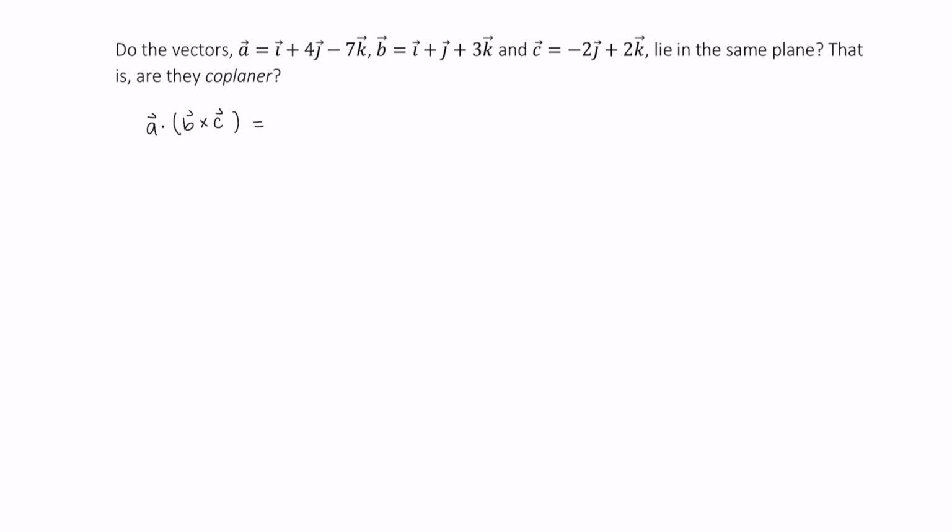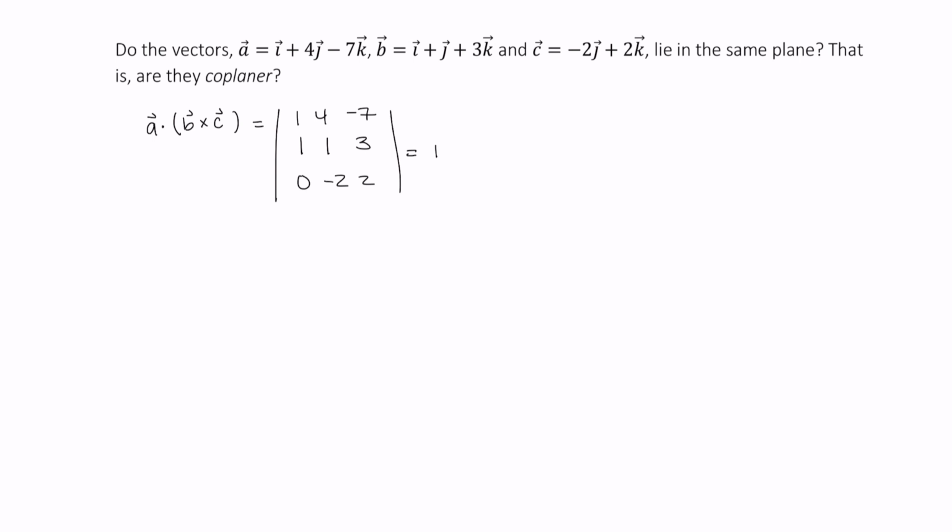Now, as we've already figured out, we can come up with this volume using one matrix. If you have not seen that video yet, I suggest you go back and rewatch that video to see how this can be computed using just one single matrix. And that matrix would be the vector A, which is 1, 4, negative 7, the vector B, 1, 1, 3, and the vector C, 0, negative 2, 2.